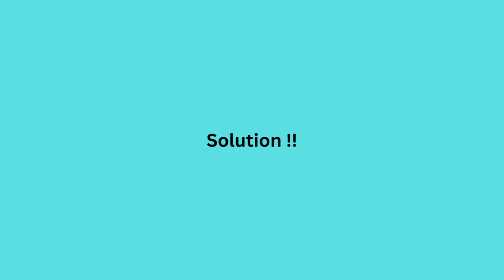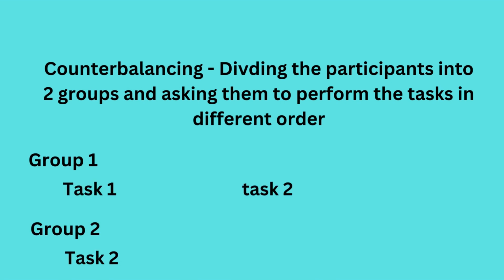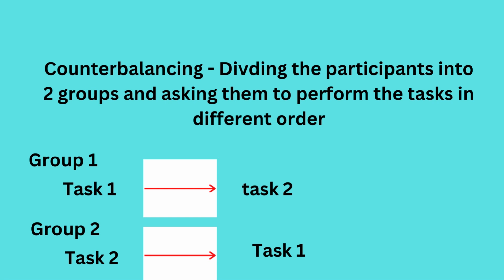Now, one general way to overcome this problem is known as counterbalancing. Suppose the procedure asks the participants of two groups to do two tasks, task 1 and task 2. Firstly, we can ask one group to do the tasks in the order of 1 and 2. On the other hand, we ask the other group to do task 2 first, then task 1. This is called counterbalancing, and this is done when dealing with repeated measure design.